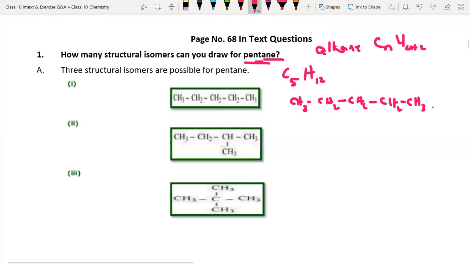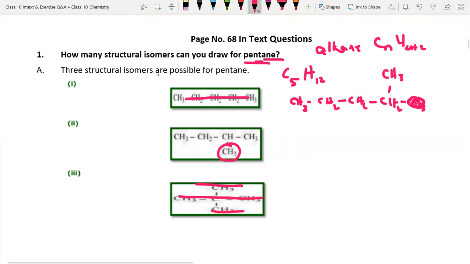You can draw in form of a chain, or you can remove this CH3 from here. Wherever you want, you can keep this CH2 or CH3. You can remove CH3, you can place, right? Like that, you can draw one long chain, and you can draw one branch here, and you can remove another one. You can draw two branches here, first, second, third.